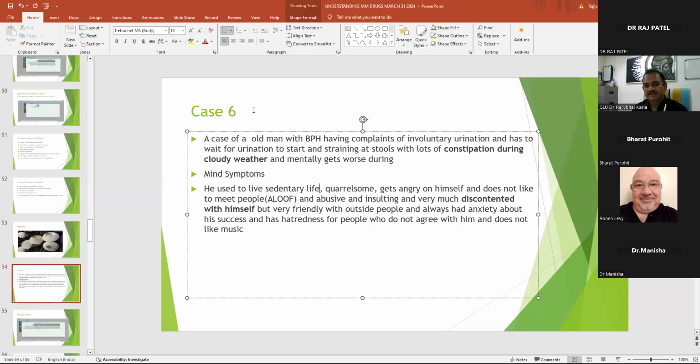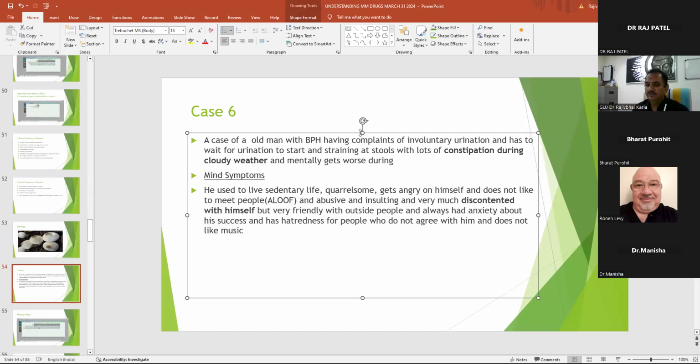Now case 6. Very simple case. Case of an old man with BPH having complaints of involuntary urination, has to wait for urination to start, and straining at stool with lots of constipation. Mentally gets worse during cloudy weather. This is important. Mental symptoms: he used to live sedentary life, quarrelsome, gets angry at himself, does not like to meet people, aloof.